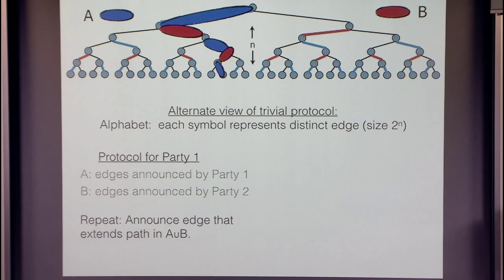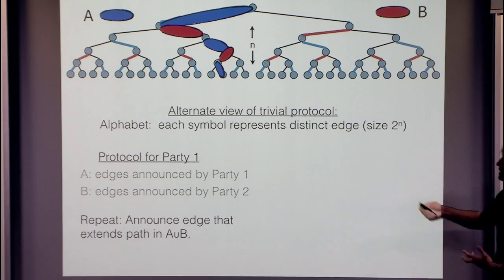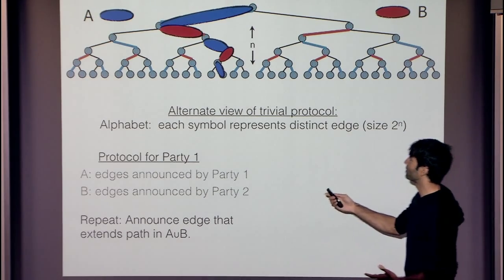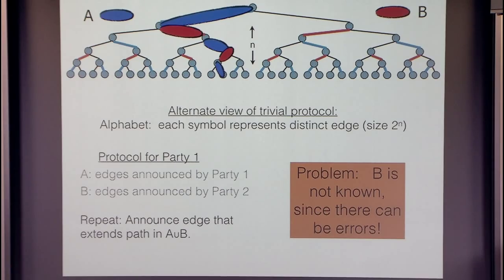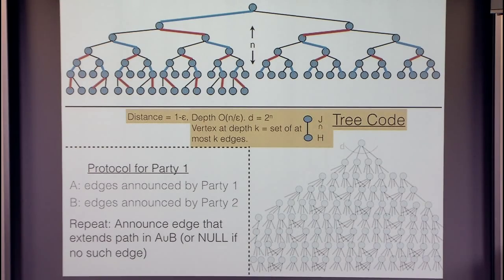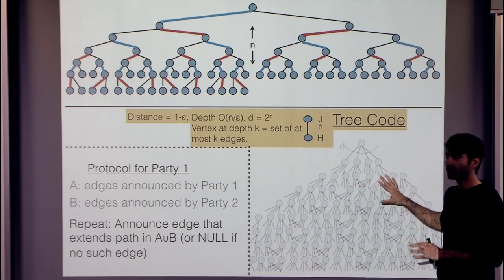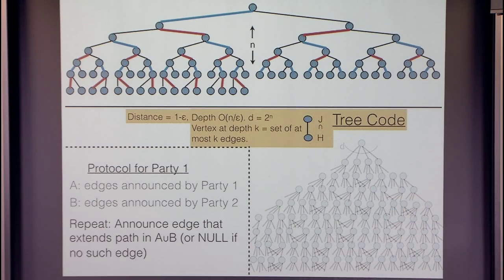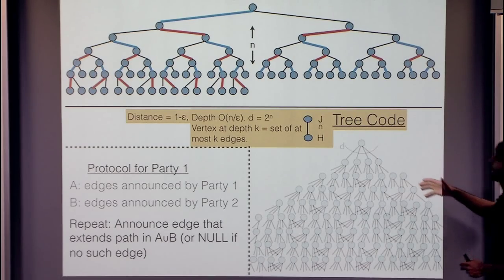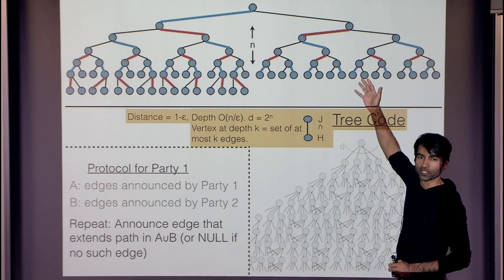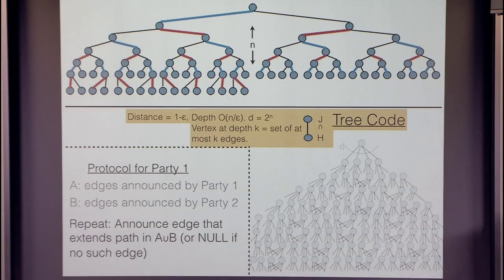So just a reminder of what the trivial protocol was. We just announce in every step the edge that extends the path that we know about. So here's how we'll use tree codes. Both parties will ahead of time know some construction of a tree code, and that's what's drawn here. And the vertices in this tree code will be interpreted as subsets of the edges of this input tree, in the following way.